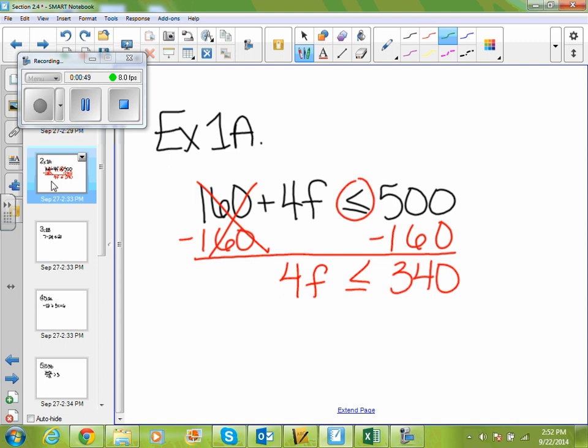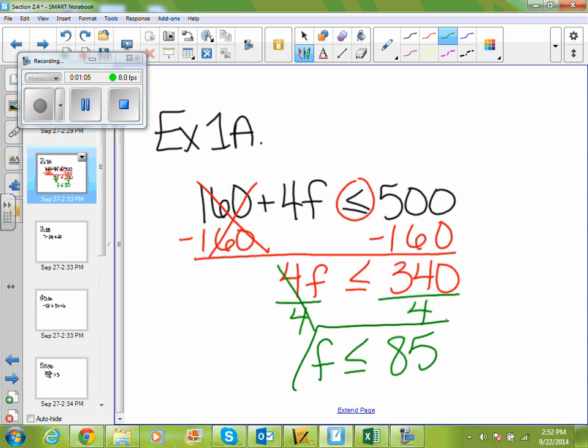Okay, what's my next step? Divide by 4. Divide by 4. Okay, I divided by a positive, so my inequality sign stays the same. So I get x is less than or equal to 85.